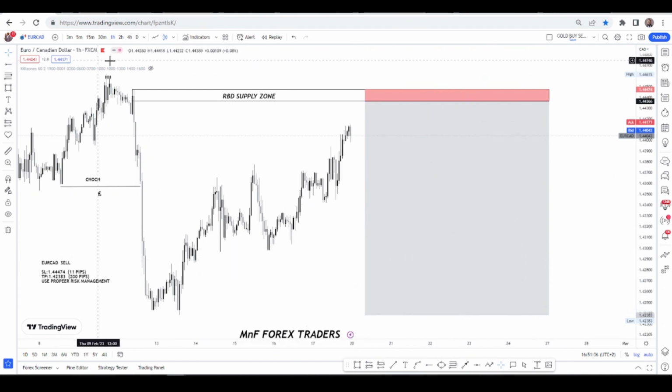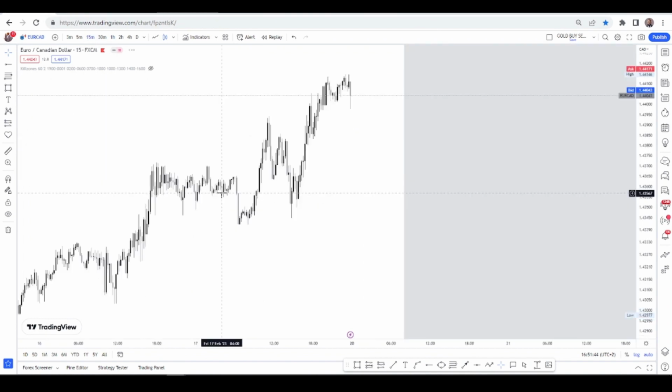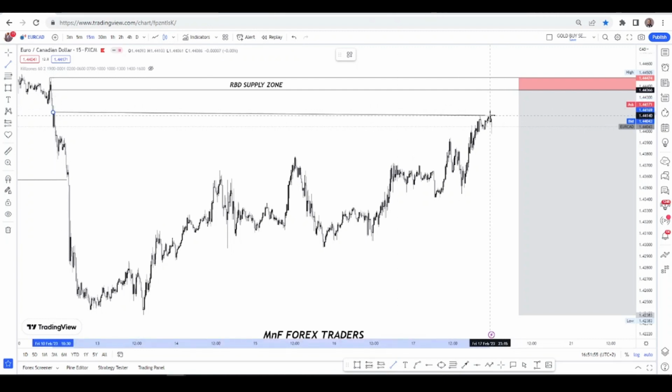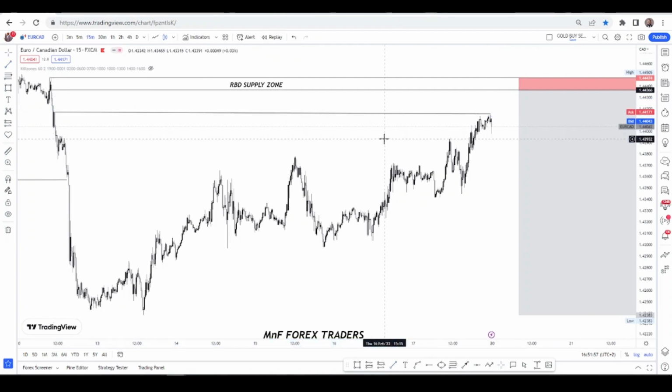I guess there's no liquidity around the area. Same with this one. There's nothing. Maybe we go to the lower time frame. There is, you see this high. Yeah, on the lower time frame there is. So there's this here.